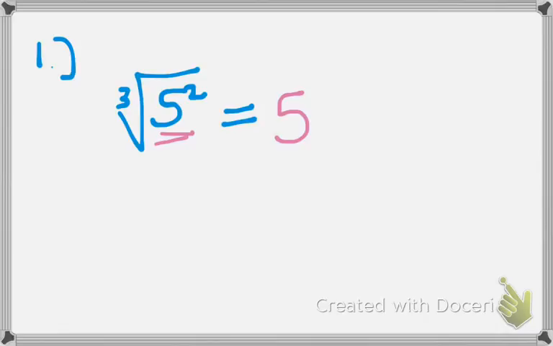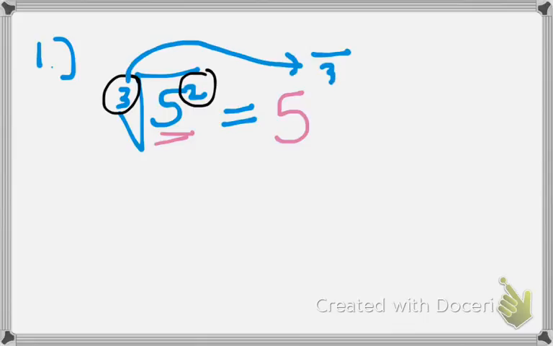Given something such as the cube root of 5 squared, I want you to be able to rewrite this using a rational exponent. The radicand becomes the base, and then you have to decide what to do with the exponent and the index. You turn them into a fractional exponent. The index will always be the denominator. The exponent will always become the numerator. So 5 to the 2/3 power is the same as the cube root of 5 squared.